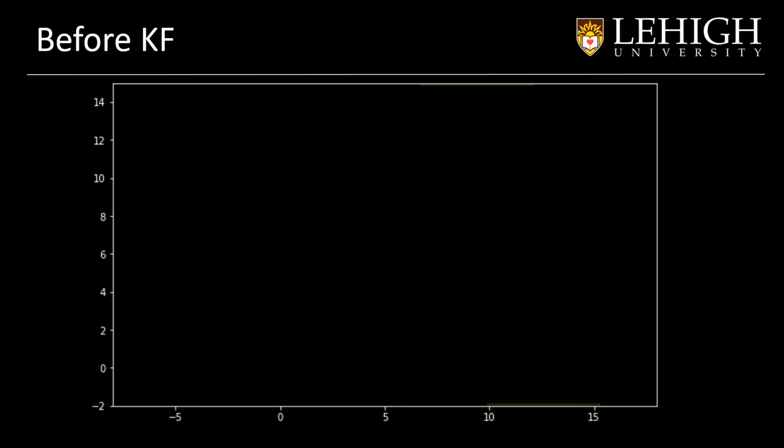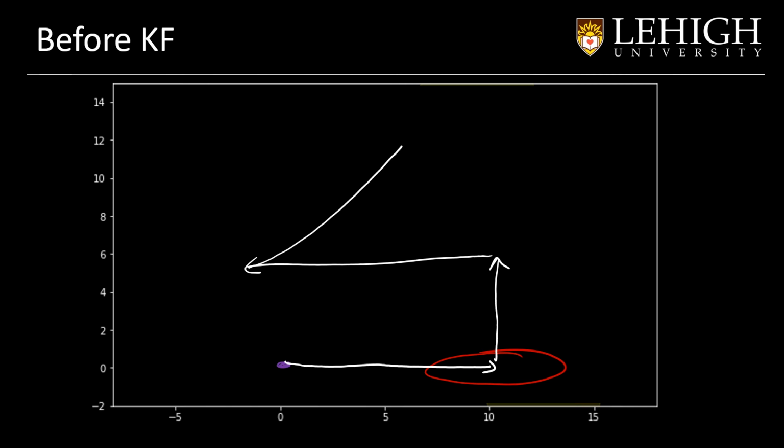So now, before the Kalman filter, what we had was an error that was accumulating. Let's say that we start here and we move in this way, then we move in this way, then this way, finally this way, and we had that the error was accumulating.